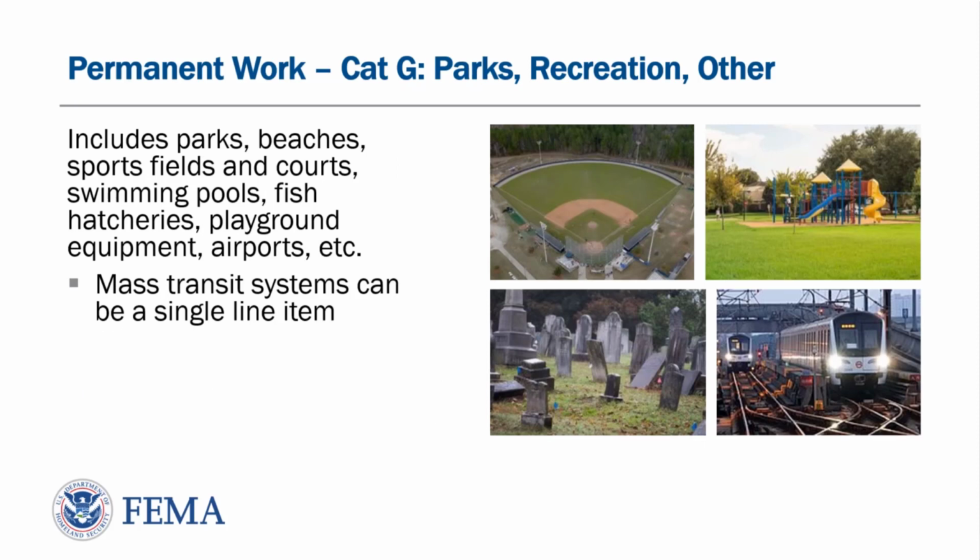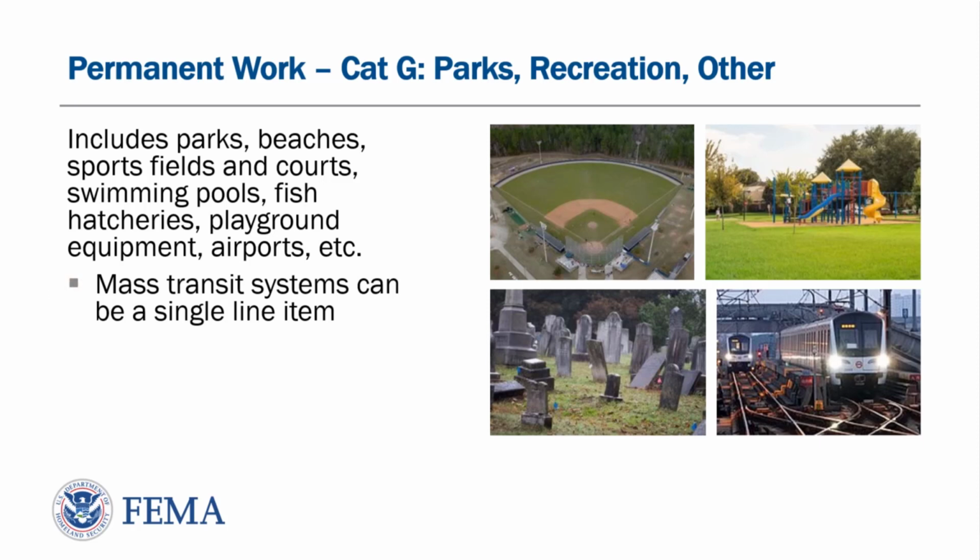Category G, Parks, Recreation, Other, also includes beaches, sports fields and courts, swimming pools, fish hatcheries, playground equipment, airports, and other facilities that do not fit into categories C through F. Category G also includes mass transit systems. Whole systems, like the New York City subway, San Francisco's Bay Area Rapid Transit, or BART, railways, or a bus line can each be their own line item.